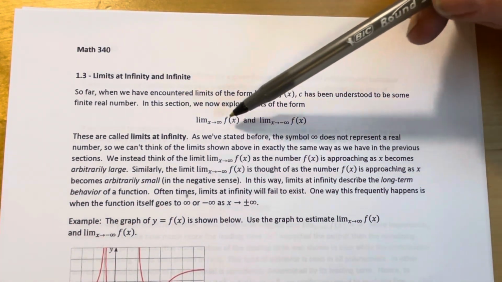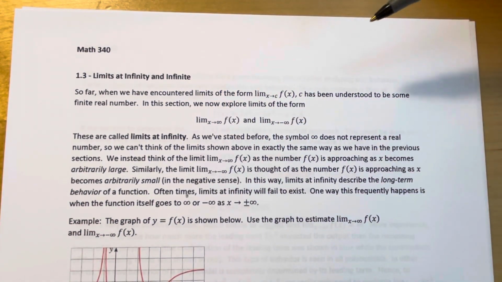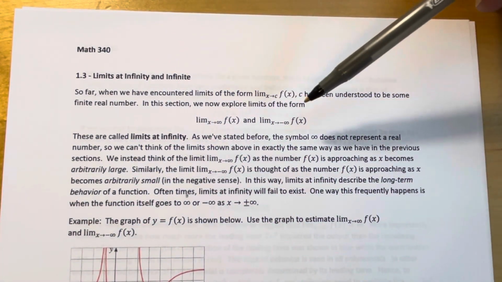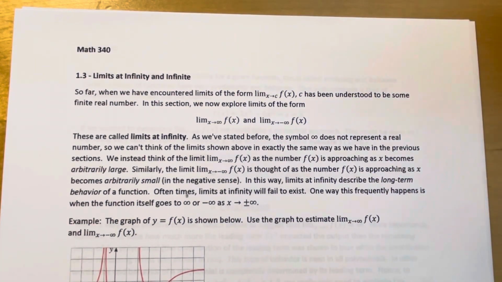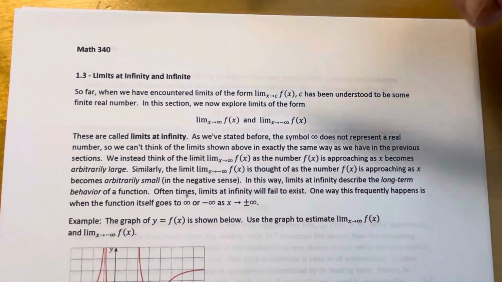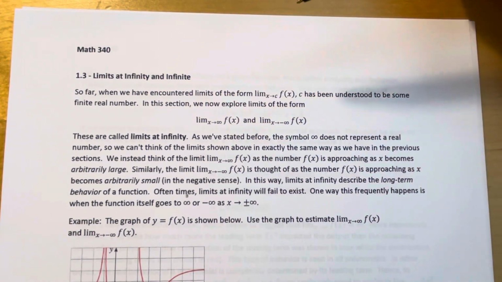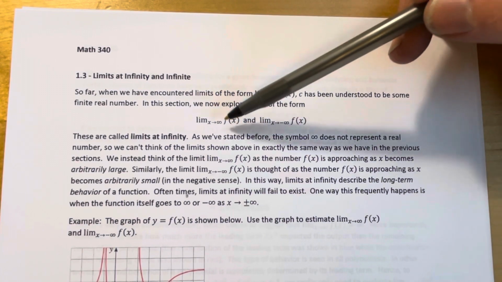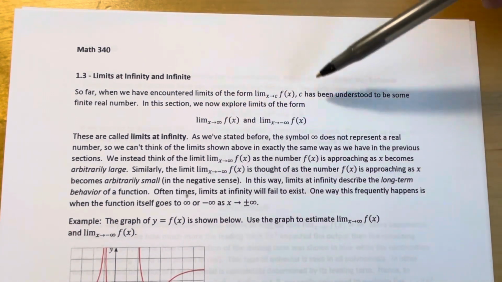And as we've already said before, the symbol infinity, or negative infinity for that matter, does not represent a real number. And so for that reason, you kind of have to think of these limits in different terms. We don't think of x as actually approaching some specific value, but instead, when we see the limit as x approaches infinity, we're really thinking of what happens to our function f of x as x gets arbitrarily large.